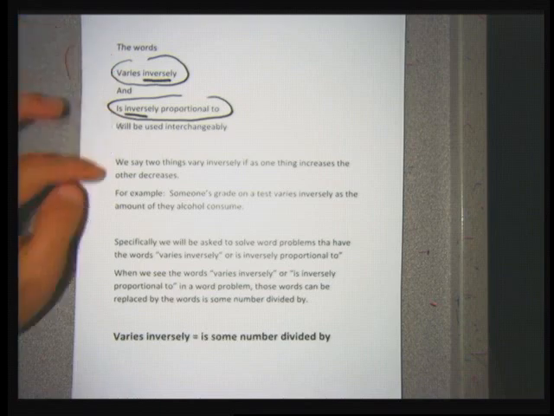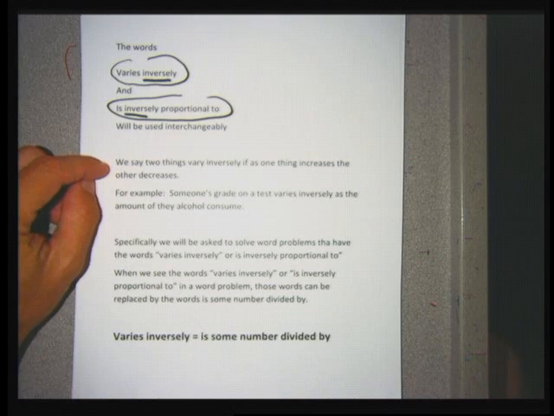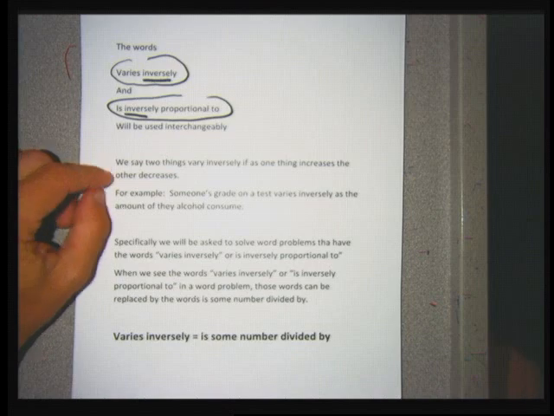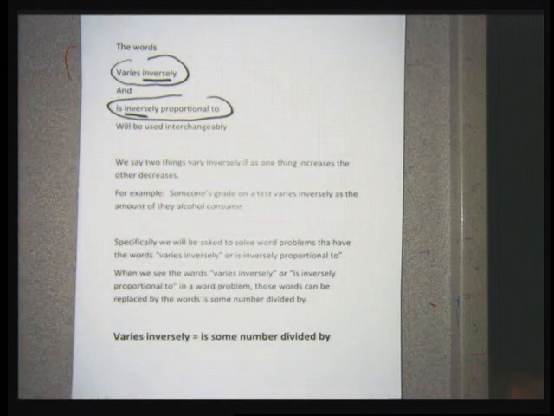And then specifically, just to give you some vague idea of what inversely means, we say that two items or things vary inversely if, as one thing increases, the other decreases. I wrote this example that someone's grade on a test varies inversely as the amount of alcohol you consume, meaning as one goes up, the other goes down. The less alcohol you consume, the higher your grade goes. The more alcohol you consume, the lower your grade goes. So they go in opposite directions.